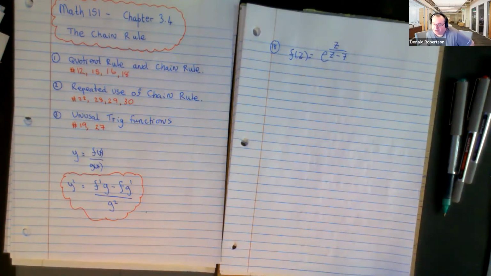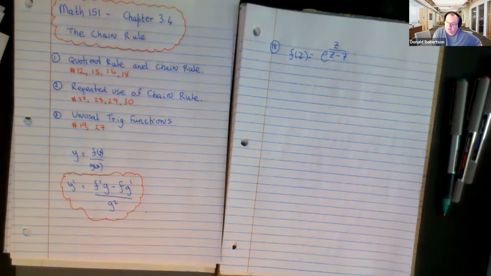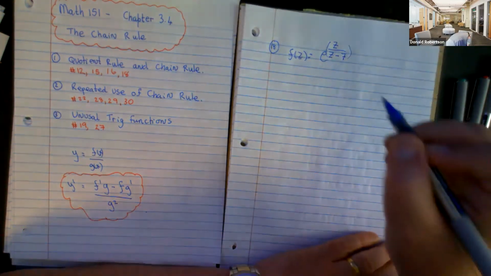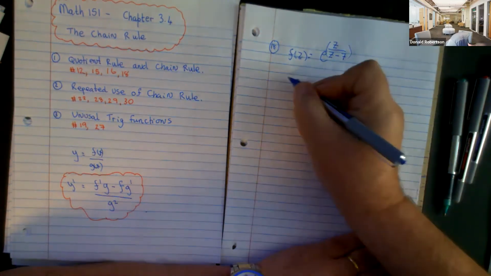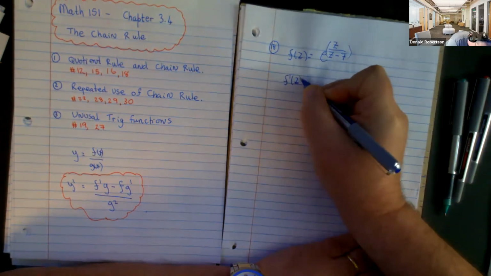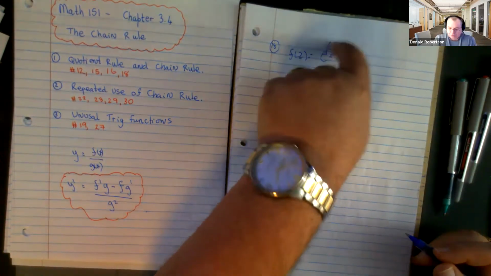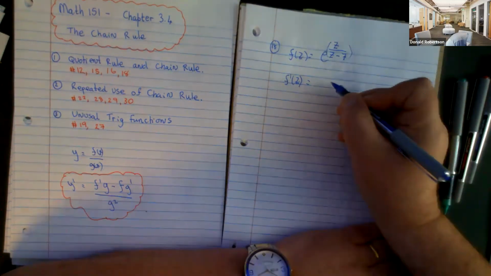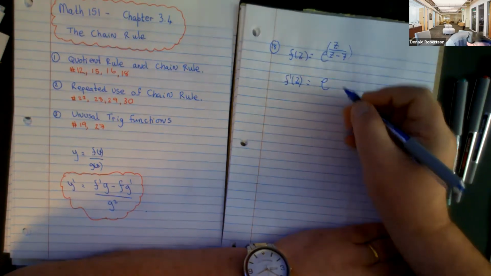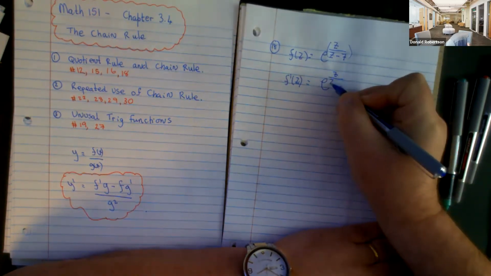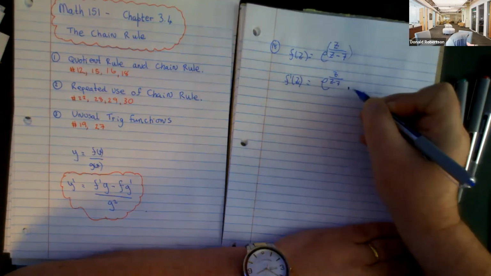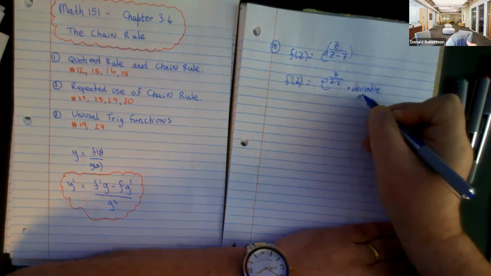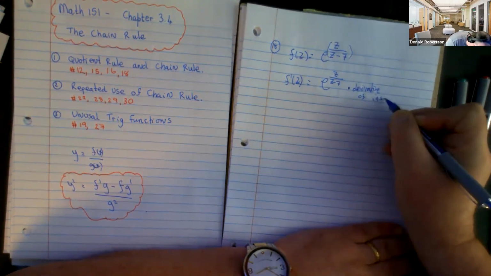E to the ugly power. Emphasize it. You want to differentiate this guy. You've got to just deal with it. If it was e to the 2z or e to the x or e to the 4x plus 1, whatever it was, your answer would be e to the z over z minus 7. And then you would finish with the derivative of the inside function.